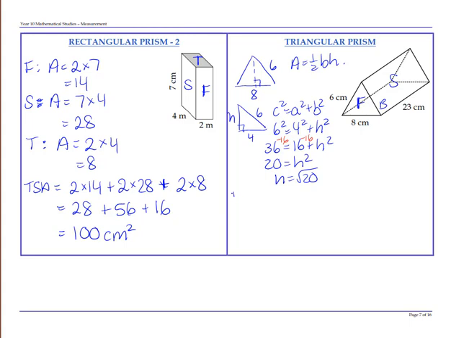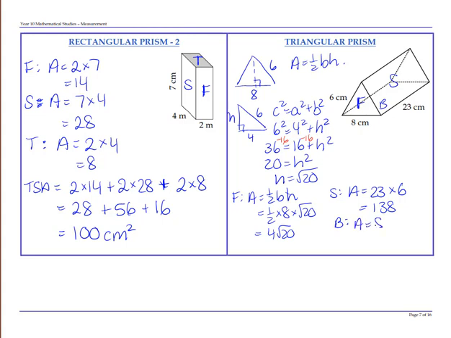Okay, so for the front, my area would be half times base times height, which is a half times 8 times that square root of 20, which will be 4 square root of 20. Now we know how to simplify surds, but in this case, it's not our final answer, so I'm going to leave it like that. My side, the area is going to be 23 times by 6. So 23 times by 6 is 138, and then that bottom is going to be 8 times 23. And 8 times 23 is 184.